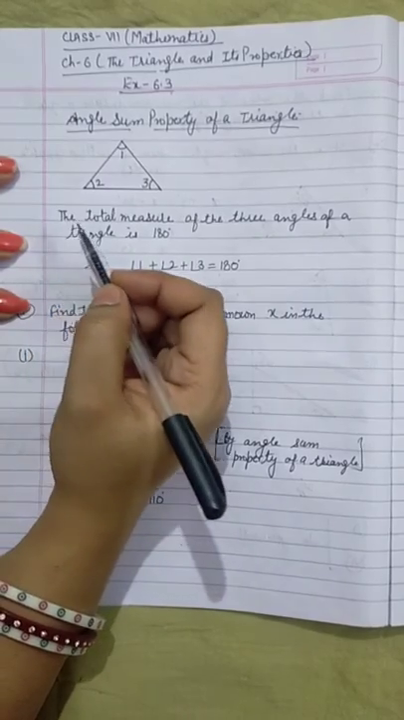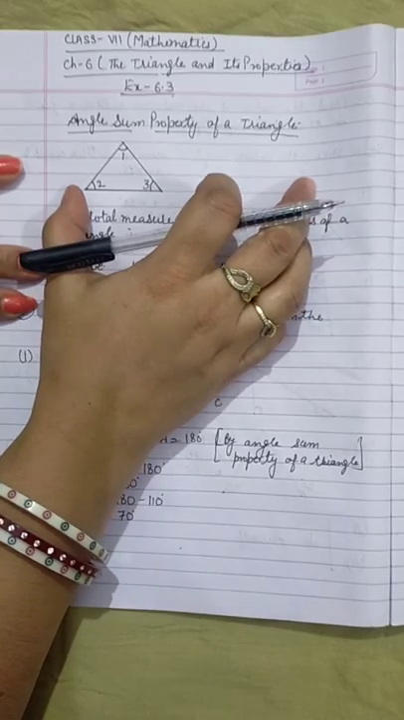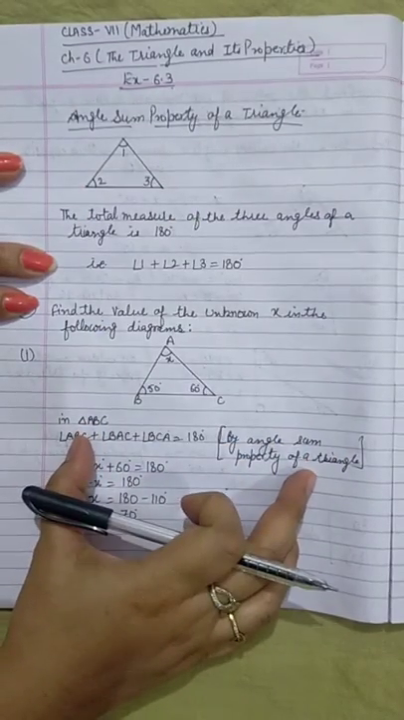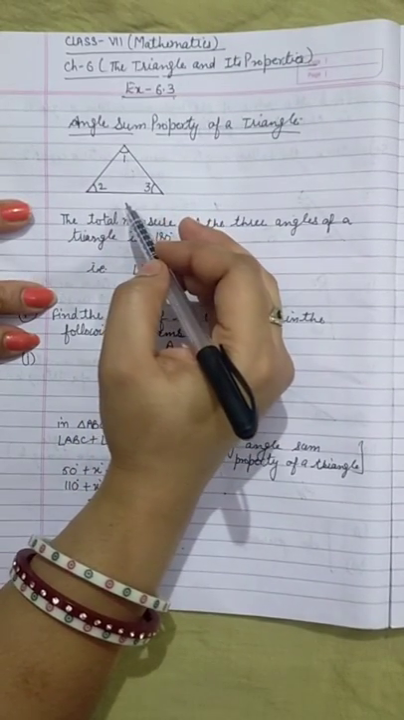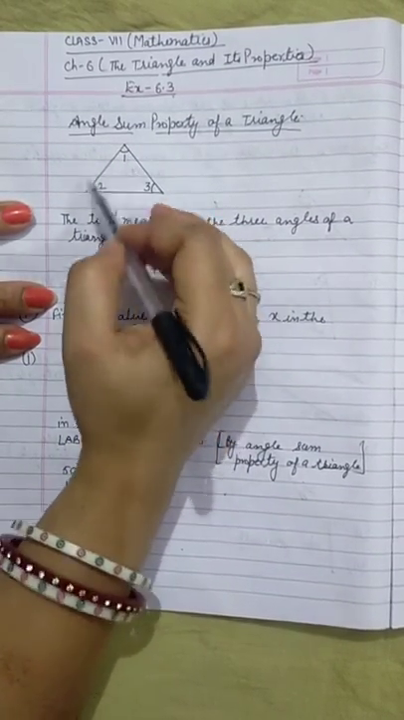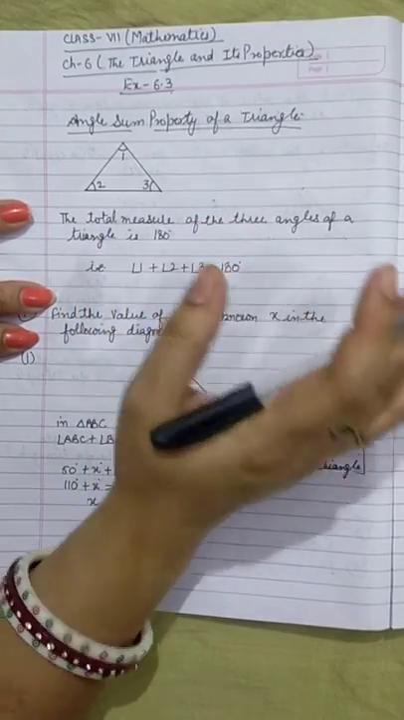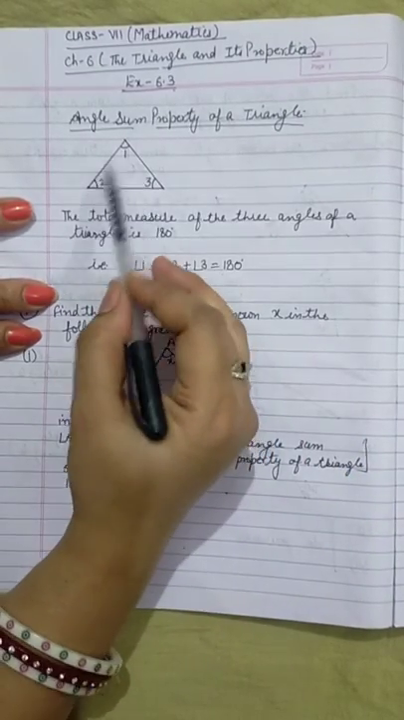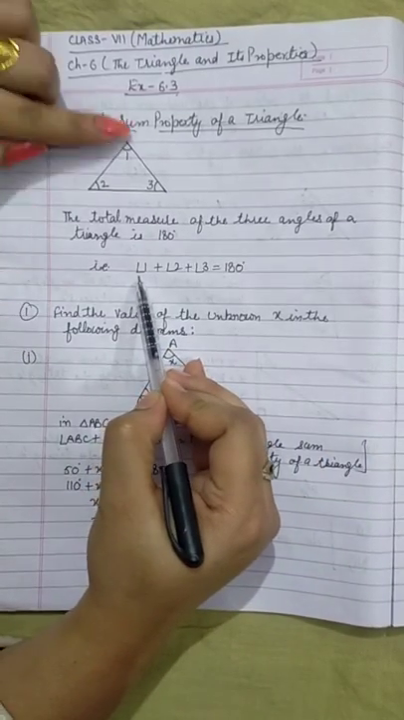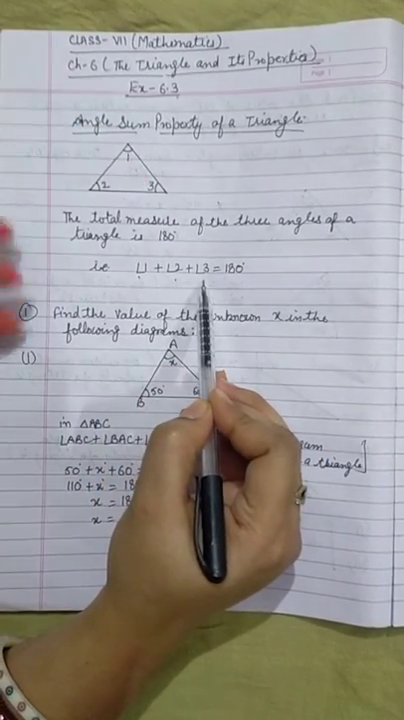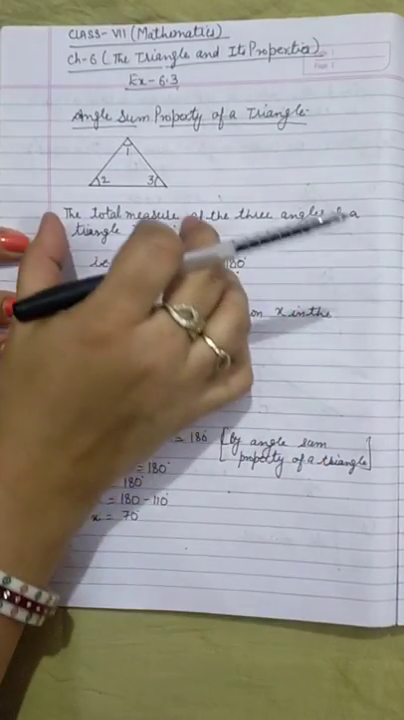So here, first of all, we'll discuss the angle sum property of a triangle, which we are going to use to simplify the sums of this exercise. See here, what is this property? You know that this is a triangle, and just remember one thing: there are three angles in a triangle and the sum of these three angles always equals 180 degrees. Means the sum of the angles of a triangle equals 180 degrees. So that means angle 1 plus angle 2 plus angle 3 equals 180 degrees, and this is known as the angle sum property of a triangle.